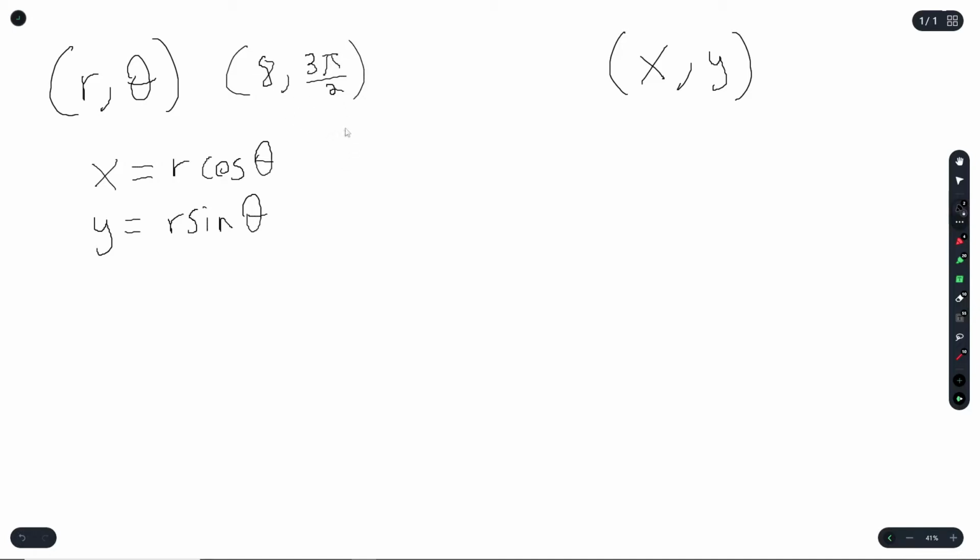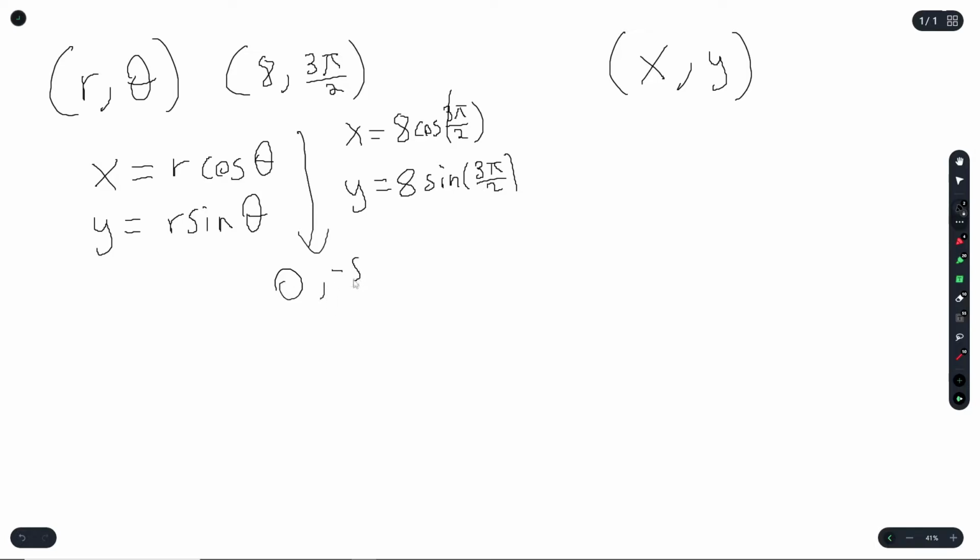So the way you'll get x would be x is equal to 8 cosine 3 pi over 2. Then you'll find the answer on your calculator, but make sure your calculator is in radian. Then y is equal to 8 sine 3 pi over 2. And again, make sure your calculator is in radian. So your point 8 and 3 pi over 2 becomes 0 and -8. And you can graph this normally on the rectangular coordinate system.